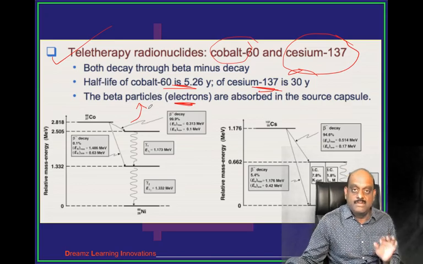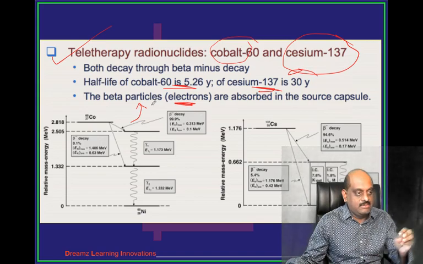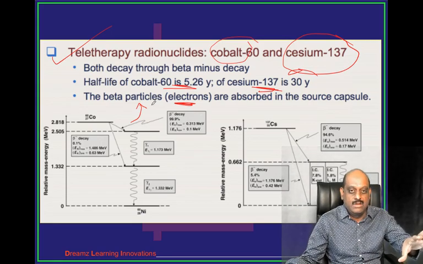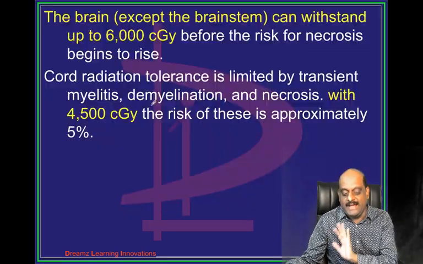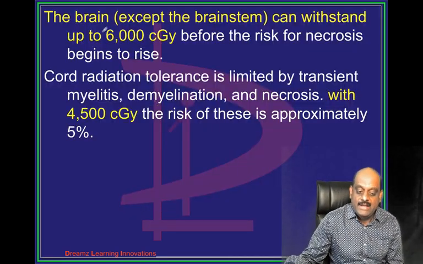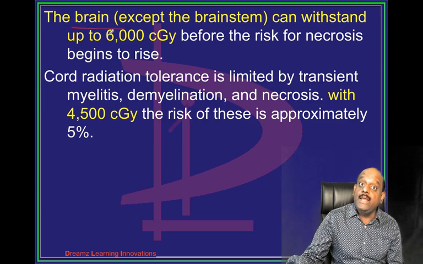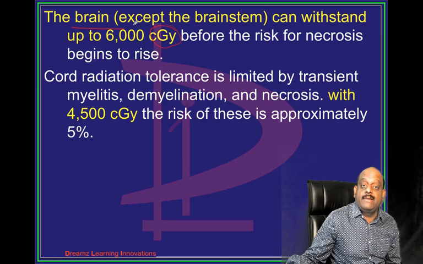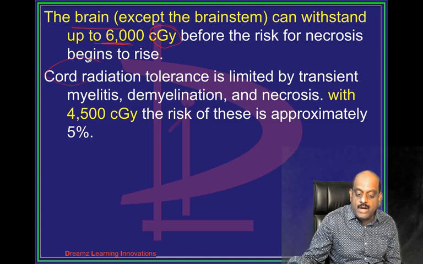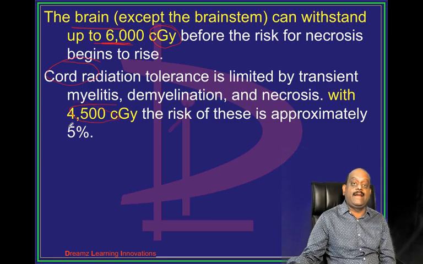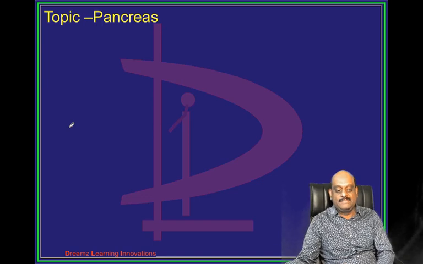So, exam ke liye kuch cheeze. You have to tuck them in your nostrils and sneeze them out in the exam hall. Paisa cheeze hai ye pura. Right? Now, how many centigray can the brain tolerate? 6,000. Spinal cord can tolerate 4,500 centigray.